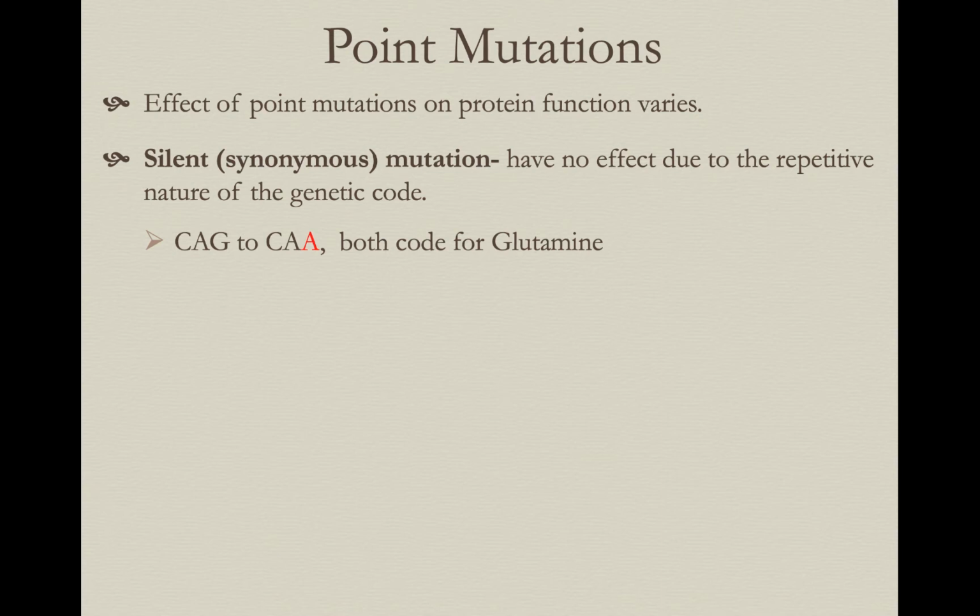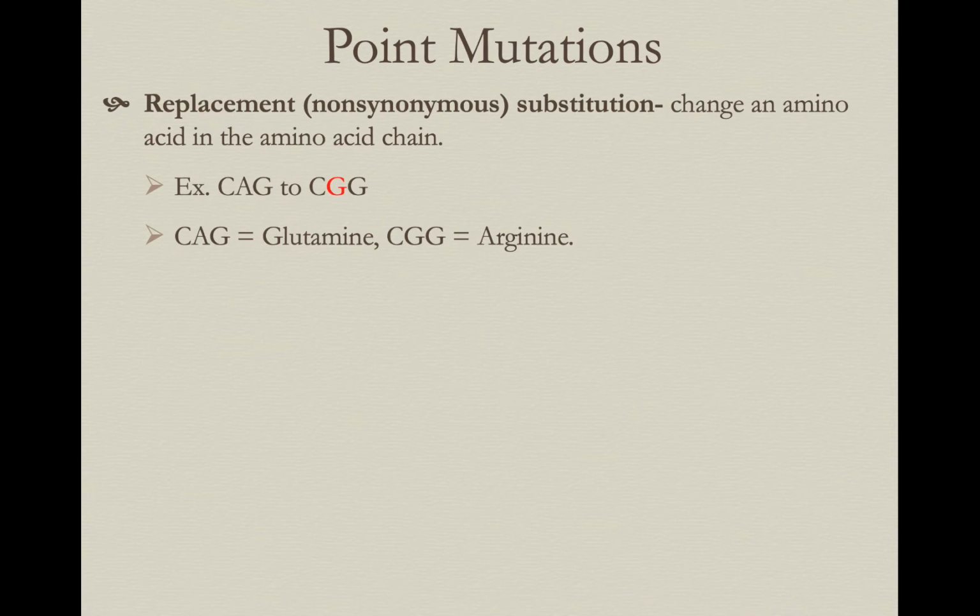They really were a mutation. There was a change in the DNA, but there are no evolutionary consequences of this because it produces the exact same phenotypic trait. If you do get a change, we call that a replacement or a non-synonymous substitution. So you're changing one amino acid for another. If you go from a CAG to a CGG, you go from producing glutamine to an arginine. Now, the effect of this can vary though.